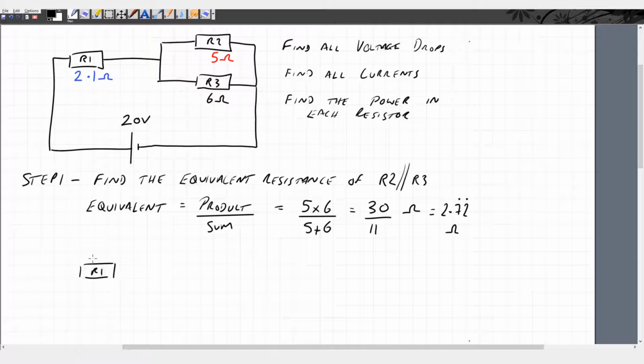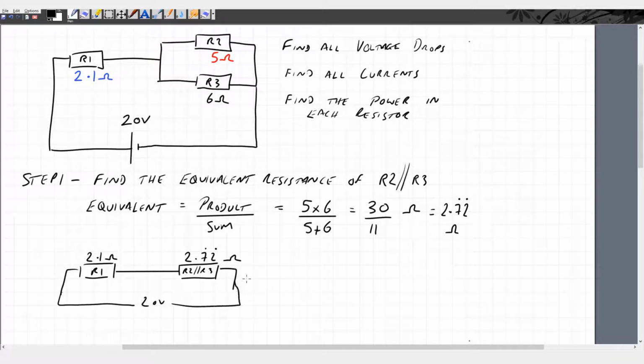So the circuit really looks like this. It looks like R1, which is 2.1 ohms, in series with another resistor, R2 in parallel with R3, which is worth 2.7272 ohms. And then the voltage source of 20 volts, like the battery.